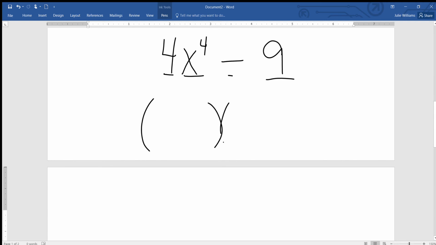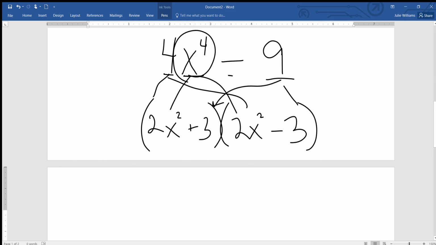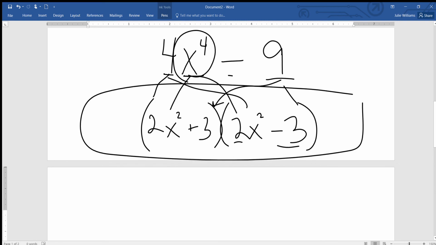So, put our parentheses, we put our x, take the square root of 4, put our 2. I just said that it's x squared times x squared. We take the square root of this, which is this and this. One is plus, one is minus. Take the square root of 9, 3, negative 3. Now we look to see if we can factor it further. We cannot, because 2x squared is not a perfect square, and negative 3 is not a perfect square. So these are what we end with.